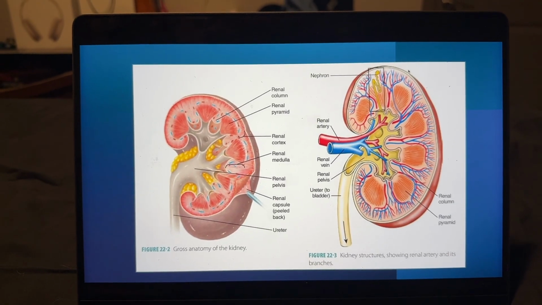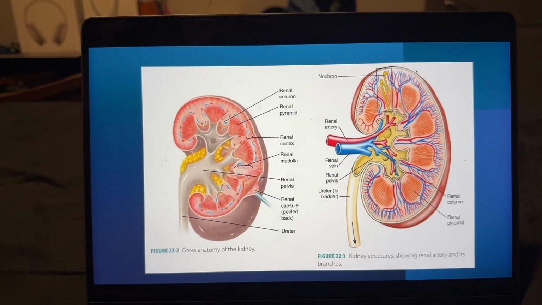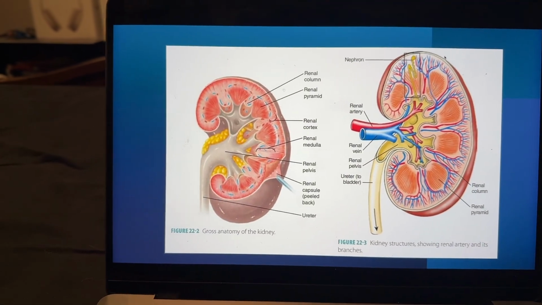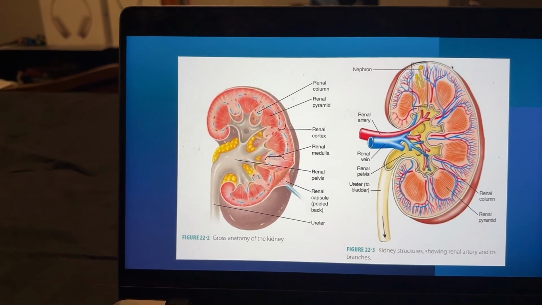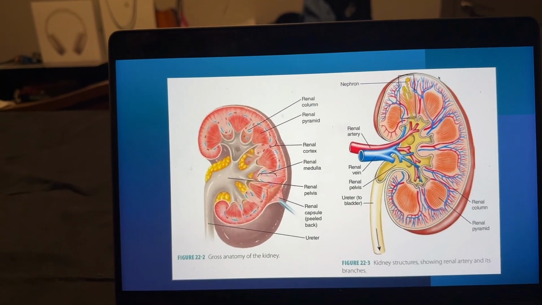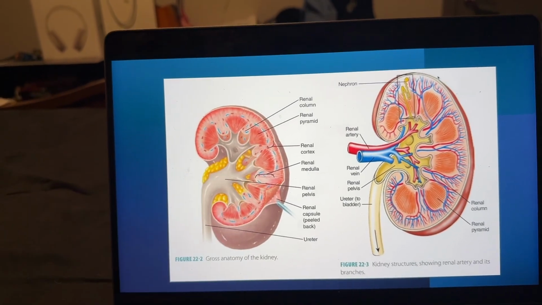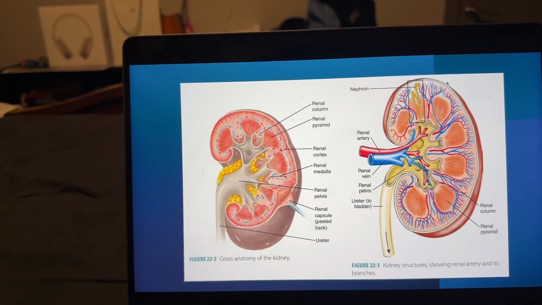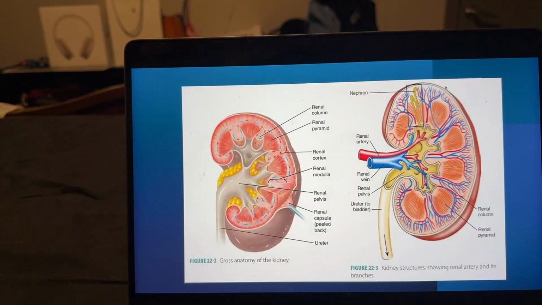Starting off with the anatomy of the kidney, we have the renal cortex here, which is the outer layer. We have the renal medulla, which is the inner region. We have the renal pyramids, which are in here. They're triangular structures. The renal pelvis, which drains the urine, funnels into and becomes the ureter.